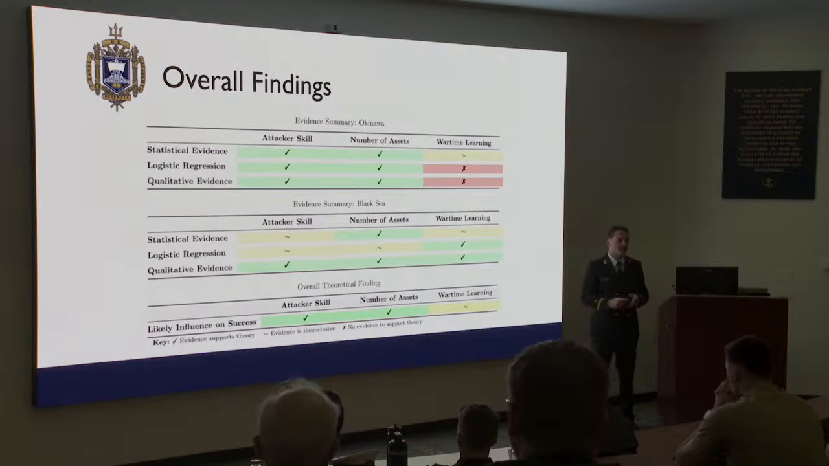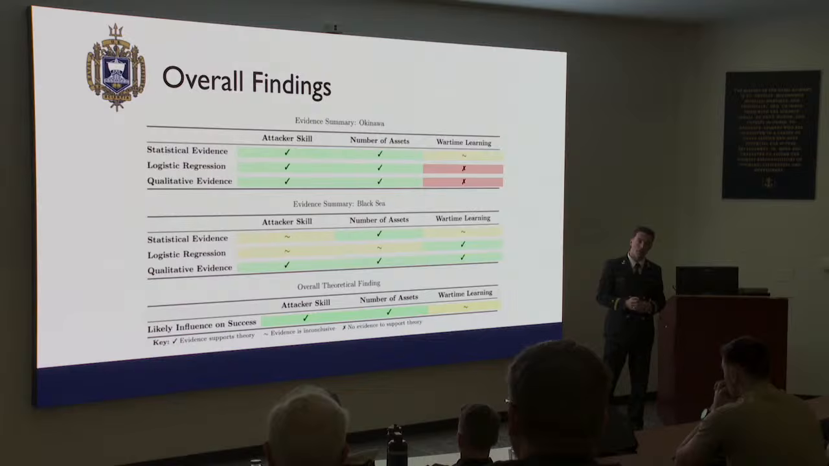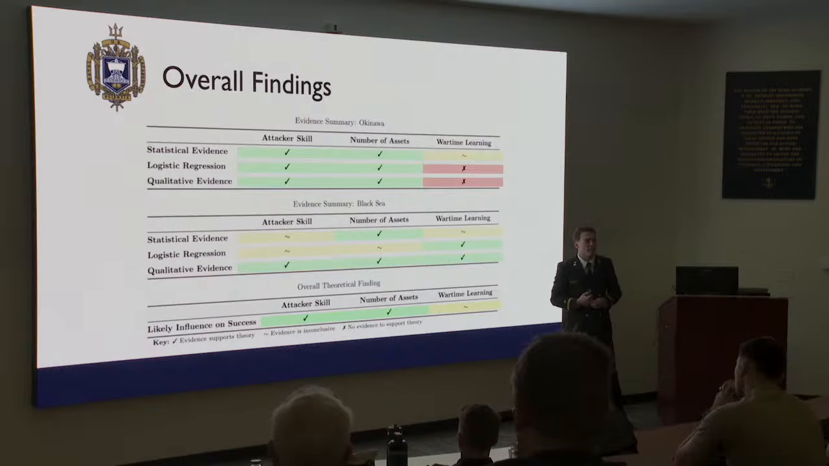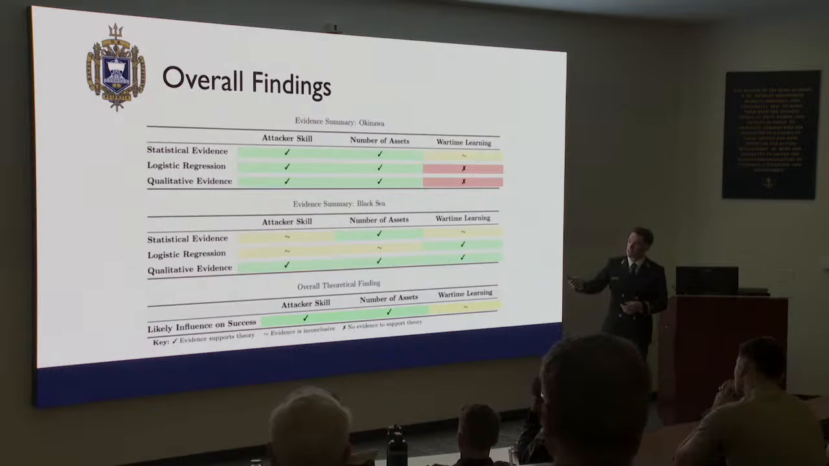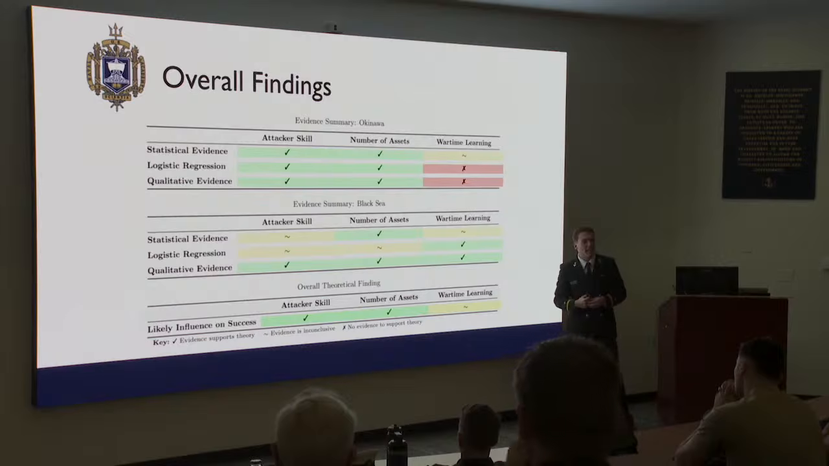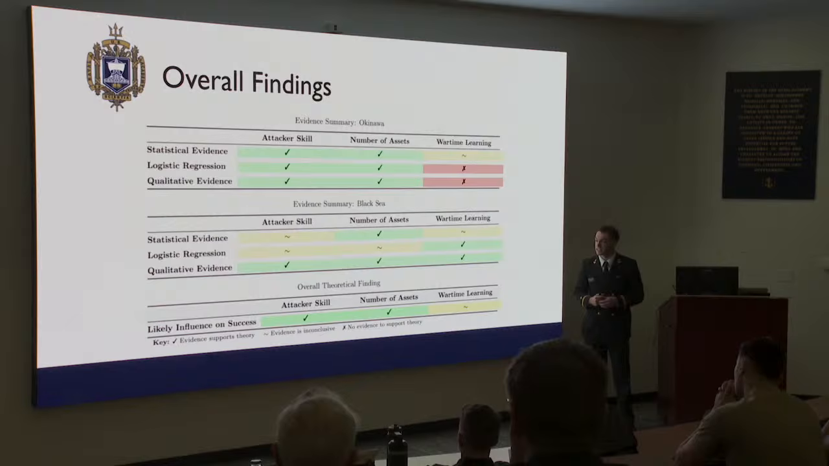All right, so let's take everything I said over the last 10 minutes and put it in one comprehensive table to go over my findings. So first, for the attacker skill school, 4 of the 6 categories of evidence support the theory that attacker skill has an influence on success. Because 4 of these 6 categories support that and 2 are inconclusive, I find that attacker skill has likely influence on success rates.